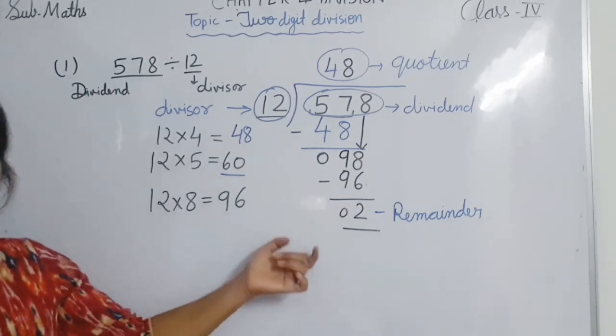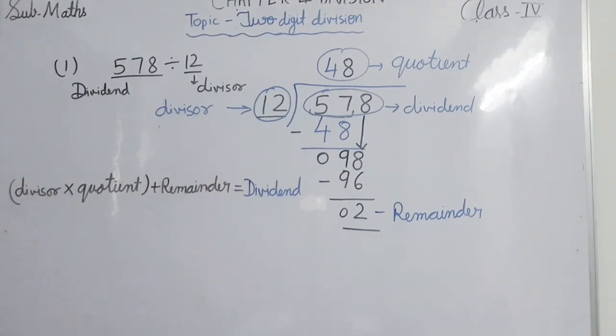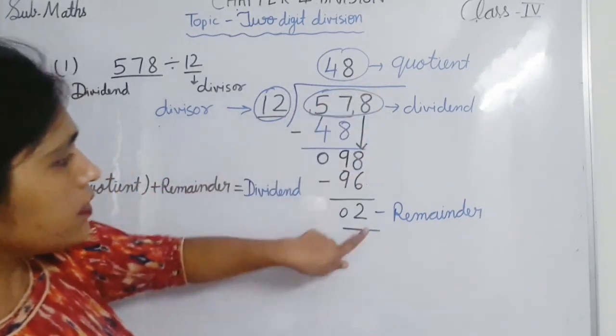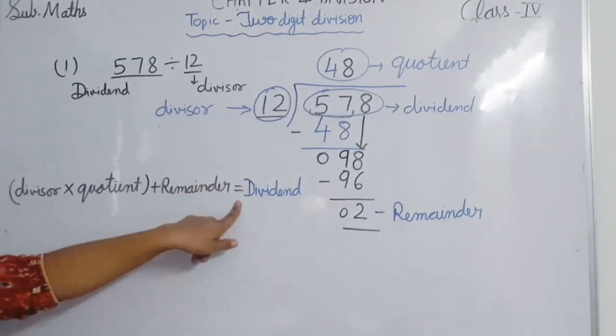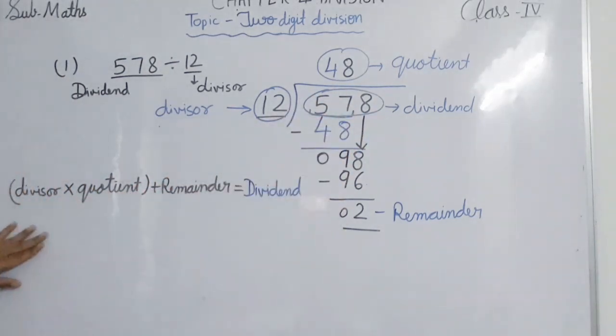So we have to verify the answer also. How will we verify the answer? To verify the answer, I told you one formula. What is the formula? Divisor multiplied by quotient plus remainder, if any remainder is there, should be equal to the dividend. So let's verify whether we have done it correctly or not.